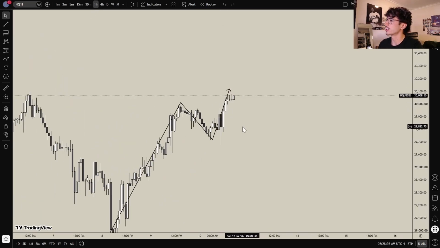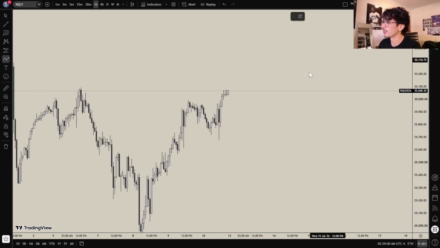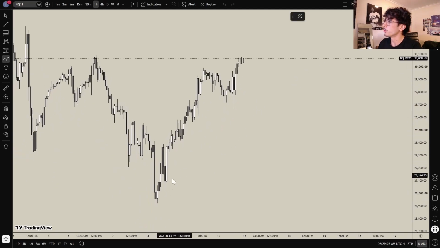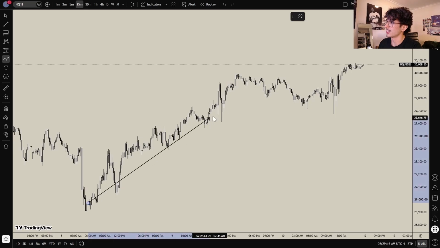So let's cycle down to the 1 hour. On the 1 hour, you can see it in a little bit more detail, how we are pushing up, creating these swings, which are consistently showing bullish movement. And then when you cycle down even further to the 15-minute, looking at this specific leg here, you can clearly see even more that it's bullish.